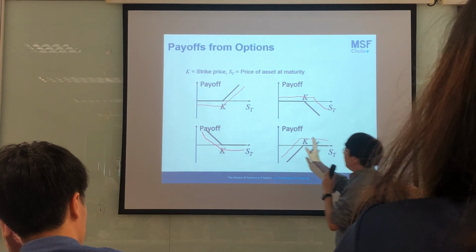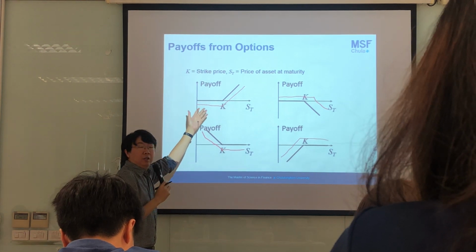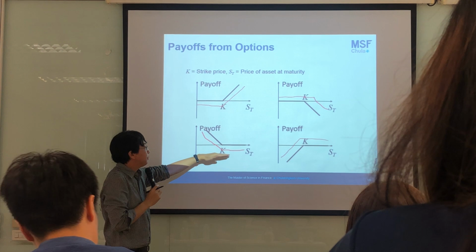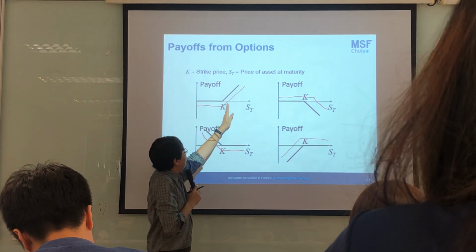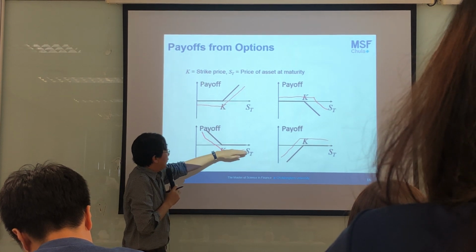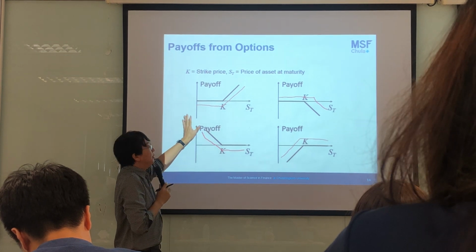The first two graphs on the left are the call option holder and the put option holder. You pay the premium for the call, and then when the stock price increases, the value of the call increases. For this one, you pay for the put. If the stock price decreases, the value of the put increases.